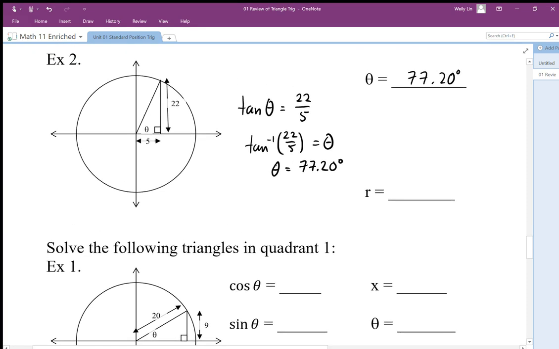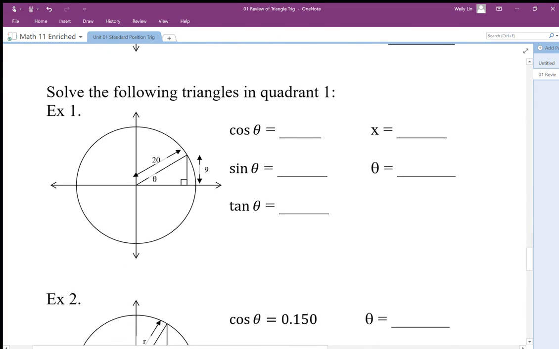Now, this is also asking for the radius. So if I want to find the radius, I can use Pythagoras. So 5 squared plus 22 squared. Okay, so it's going to be square root 509. Now, I'm not going to find the decimal value for this because that's not something I want. If I have exact values, I want to keep the exact values. And that's implied when we're dealing with circle trig.